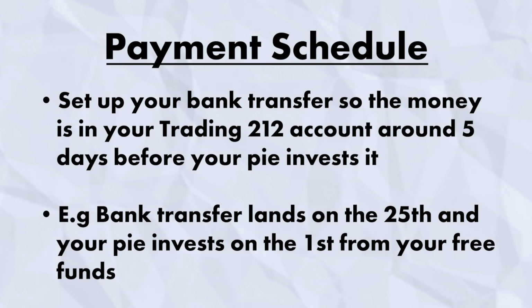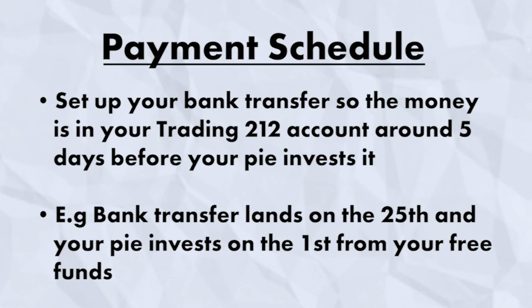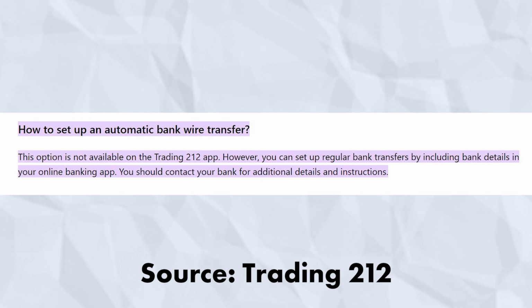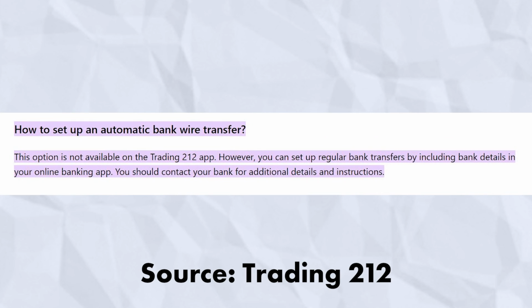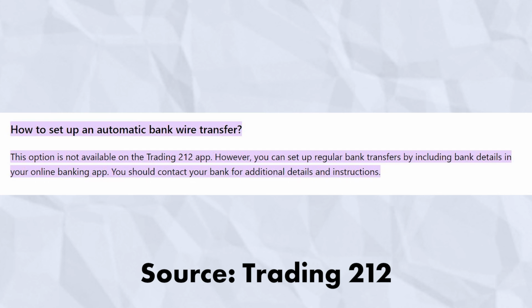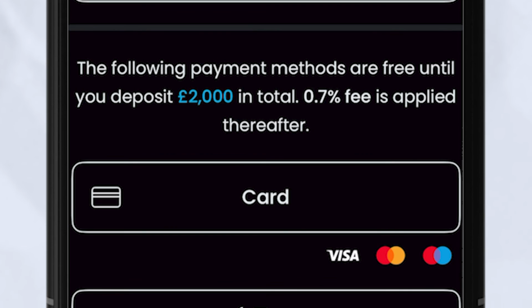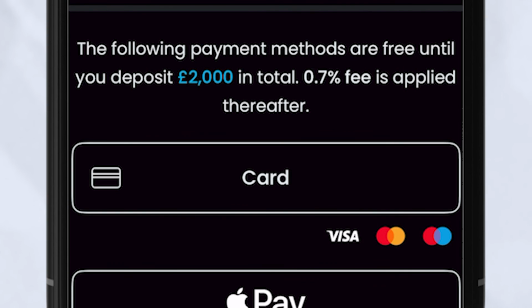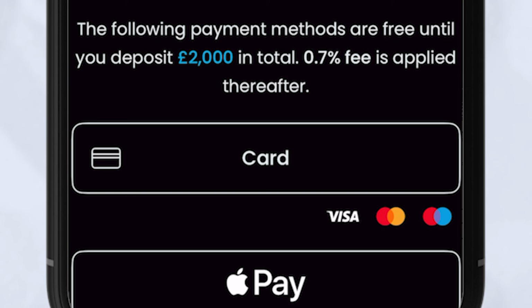To make sure that you have the free funds available every time you want to deposit, you'll need to set up a standing order with your bank to pay into Trading 212. And you'll want to set this up so it's putting the money into your account roughly 5 days before the money is invested by your pie. To do this, contact your bank directly or set it up within your banking app. This is currently not a feature that Trading212 offers directly, so if you wanted to do this through the app, then you'd have to use card or Google/Apple Pay, which means you'll incur a fee.